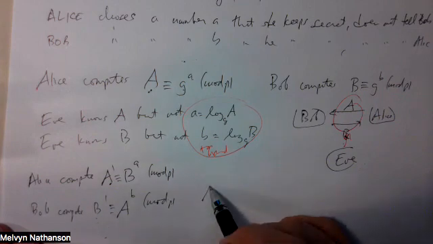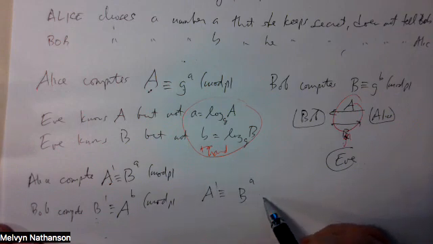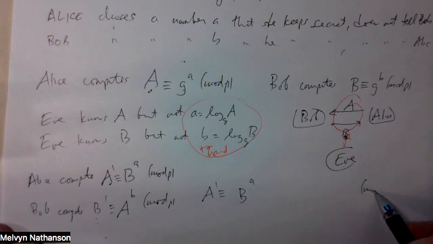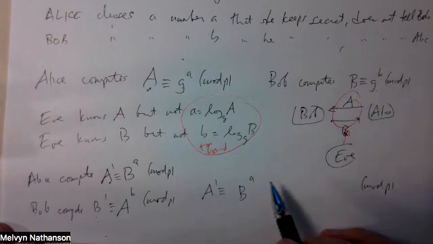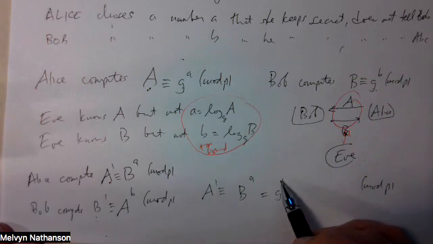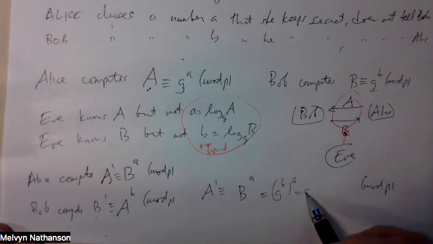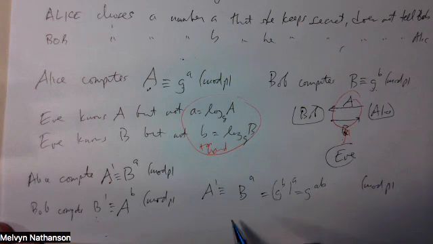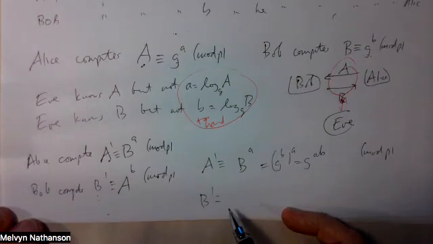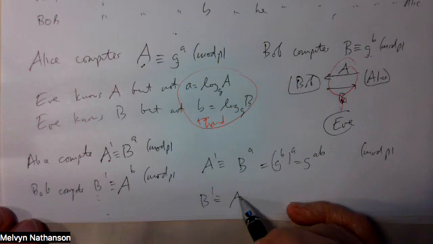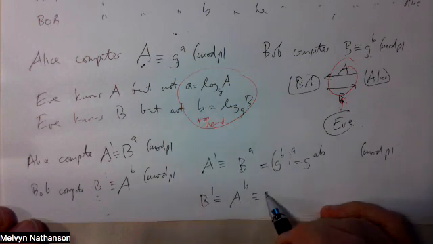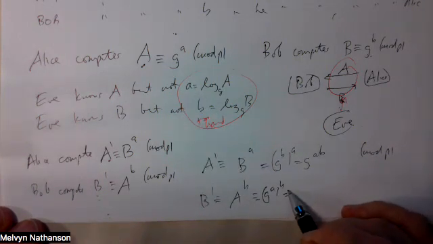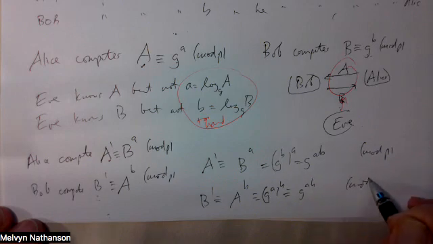But the miracle is that A prime, which is congruent to B to the a, mod P, every calculation is mod P, B to the a. But what is B? B is G to the little b. So that's G to the little b raised to the power a mod P, which is G to the ab mod P. And B prime, which is congruent to A to the b. But what is A? Capital A is G to the a. So that's G to the a to the b, which is also G to the ab mod P.